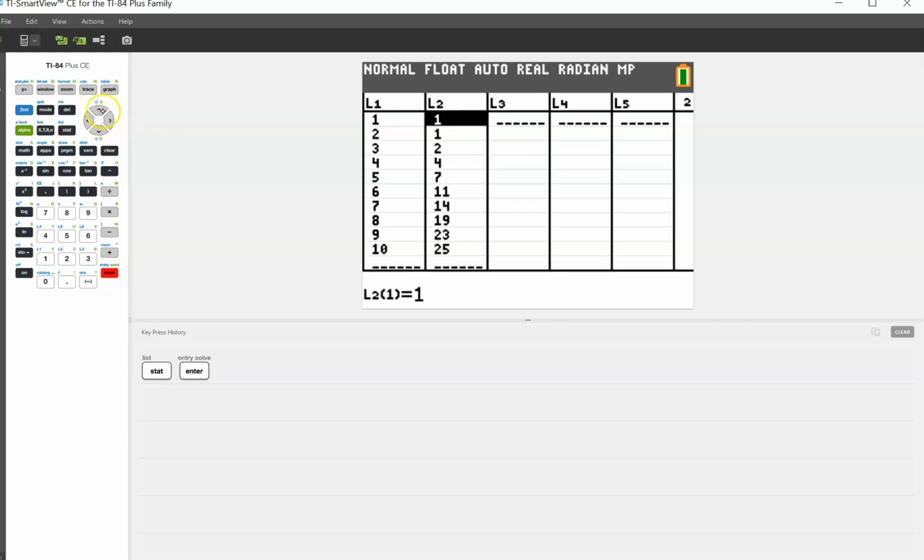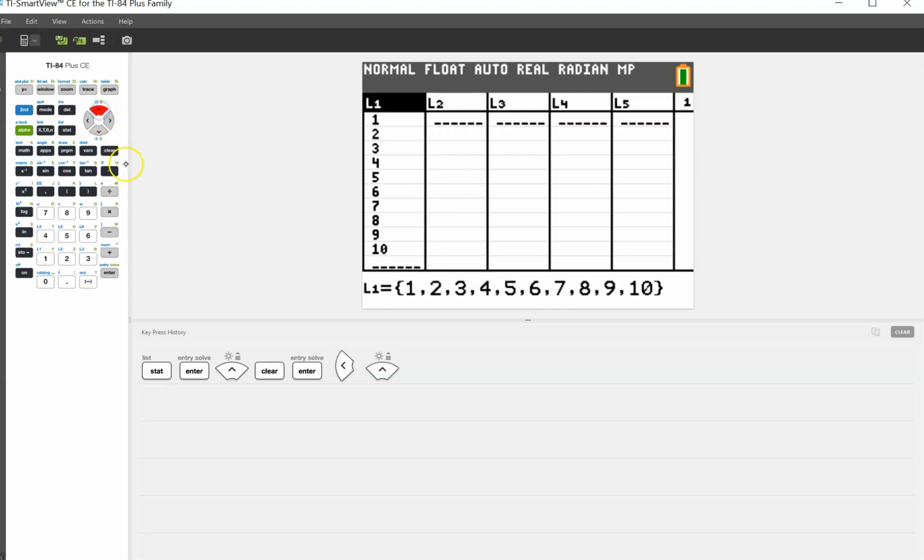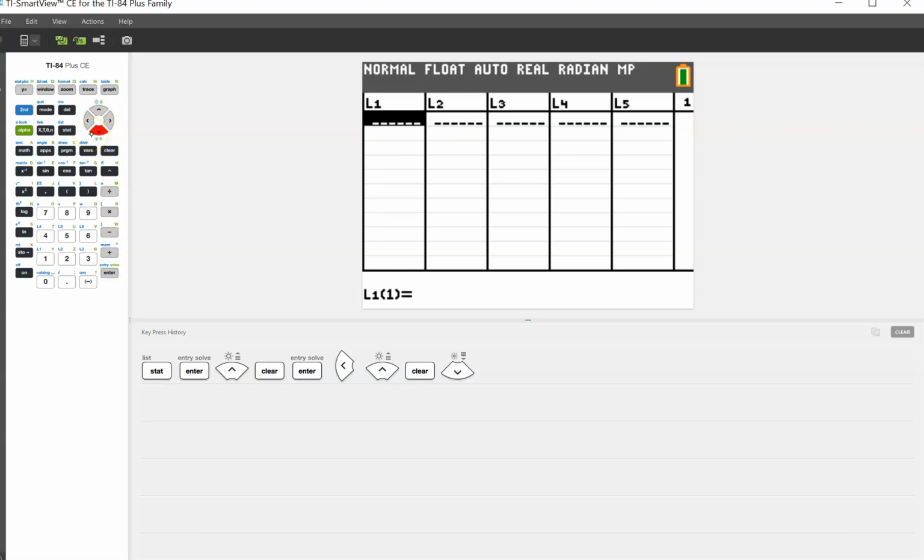I have some information in there already, so I'm going to go to the tippy top and hit clear, enter, and clear all that out. I'm going to enter my x-coordinates in list 1 and my y-coordinates in list 2. My x-coordinates were -1, 2, and 1.